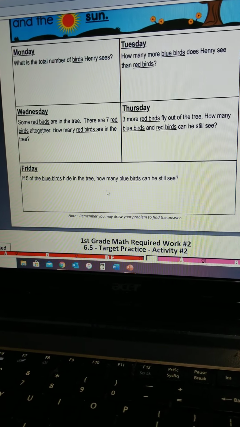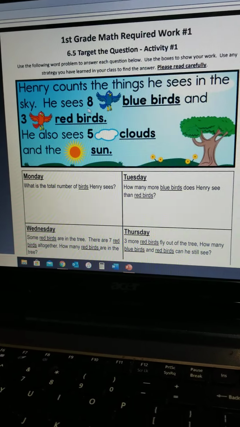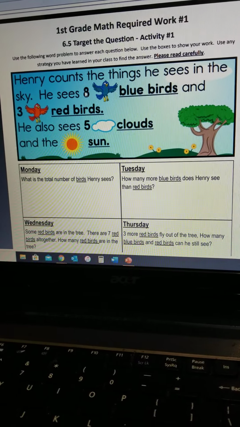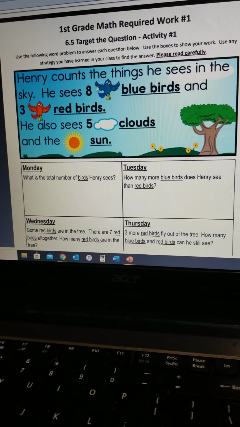Friday, if 5 of the blue birds hide in the tree, how many blue birds can he still see? So he's looking at 8 blue birds right now. If 3 of them hide in the tree, now how many can he see in the sky?